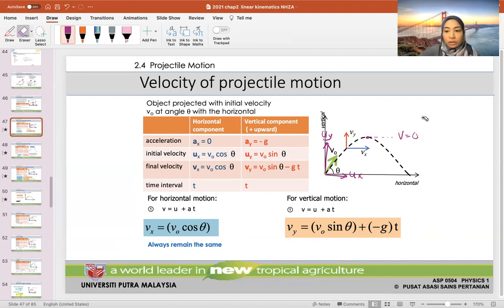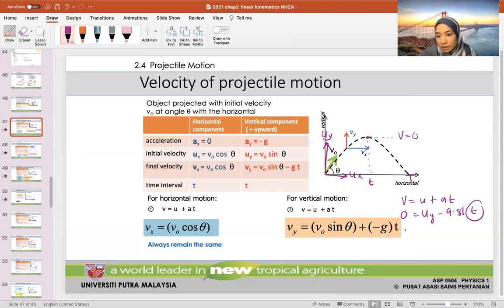Okay, so when you apply v equals to 0 over here, your v equals to u plus at equation will be 0 equals uy minus 9.81 t, right? Your t that you solve will correspond to the time taken to reach the maximum height. It's not the total duration of time.